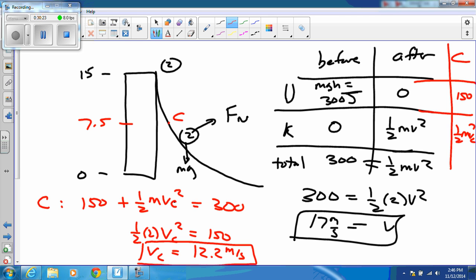Now the interesting thing about this is with friction you have to do calculus and it's ugly. You have to actually know the shape of the ramp. We're not talking about that.